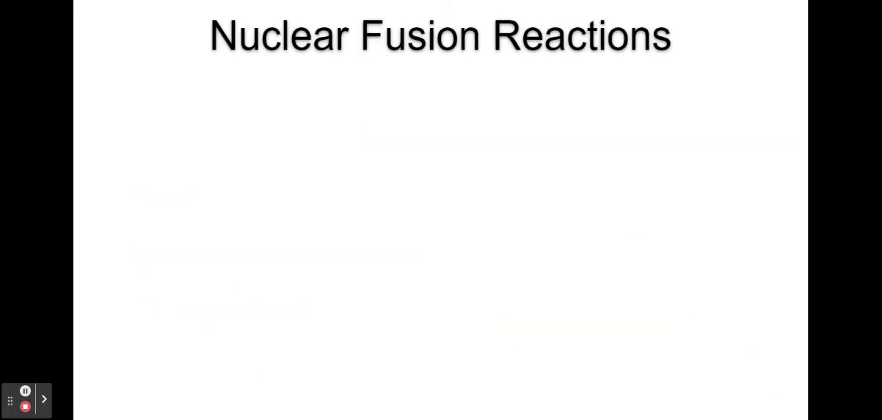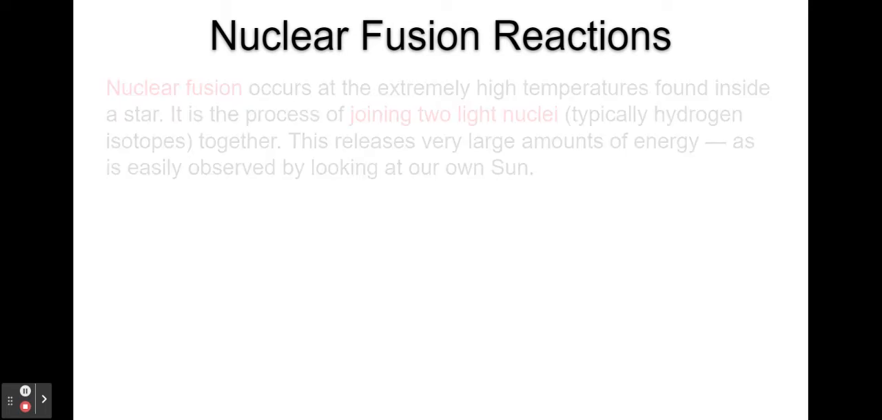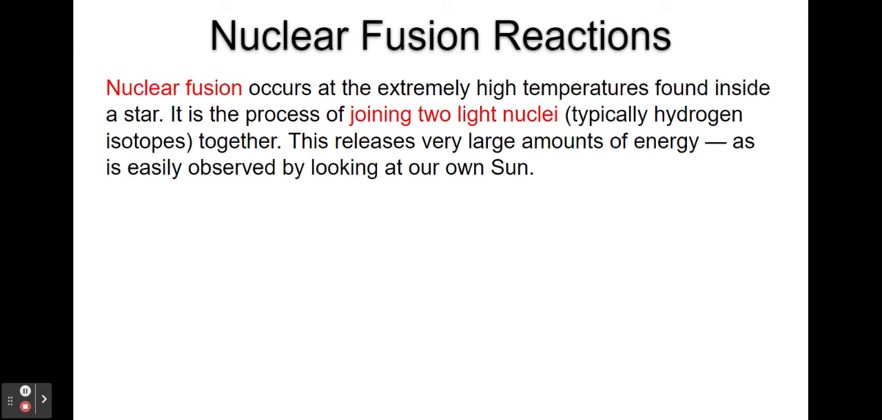There is another type of nuclear reaction called nuclear fusion. Now, in nuclear fusion, rather than a large nucleus splitting apart, two smaller nuclei, typically hydrogen isotopes, are forced together. When they are forced together, they make a larger nucleus, and that also releases a lot of energy. This is the reaction that happens inside of our own sun, and in fact, all stars.